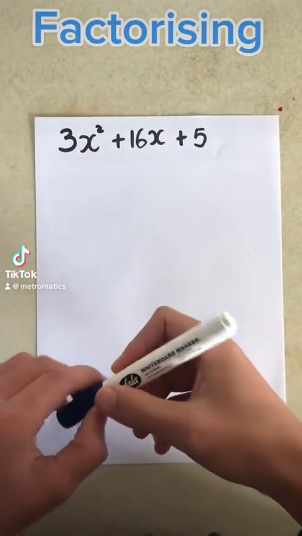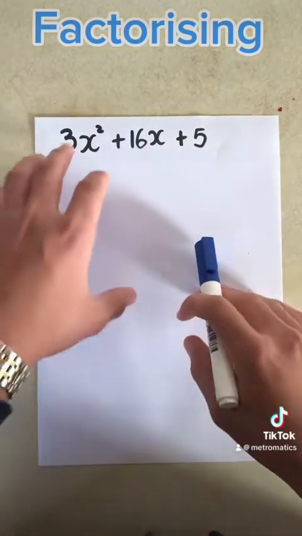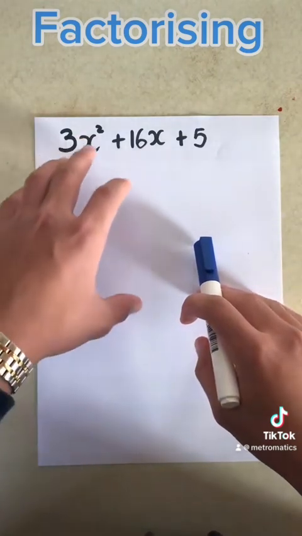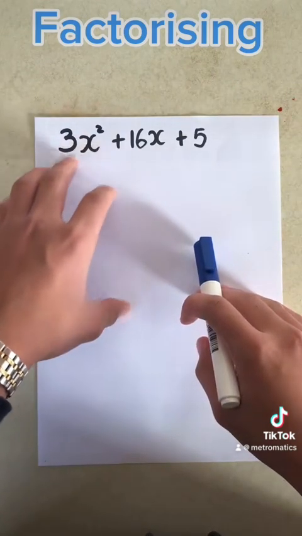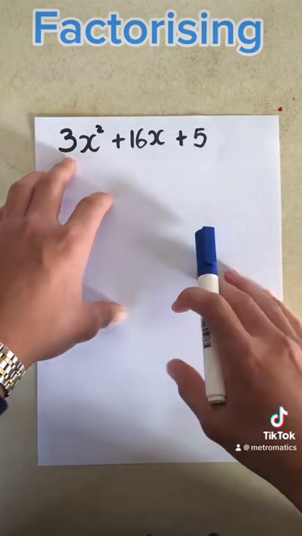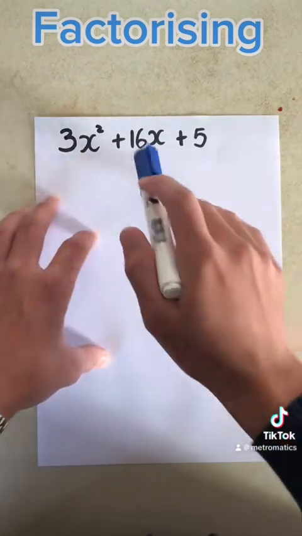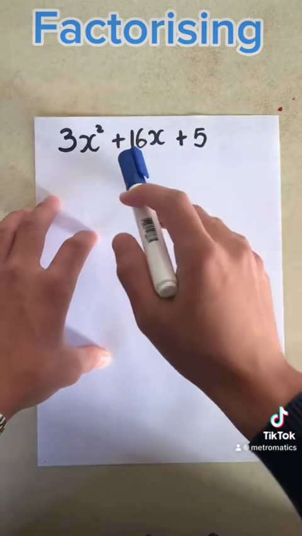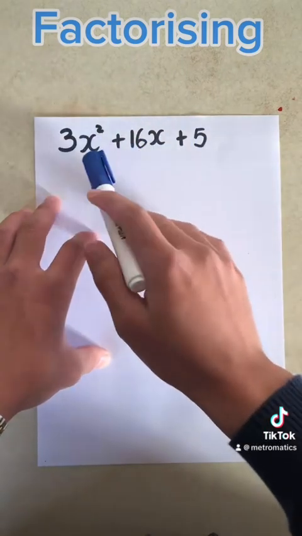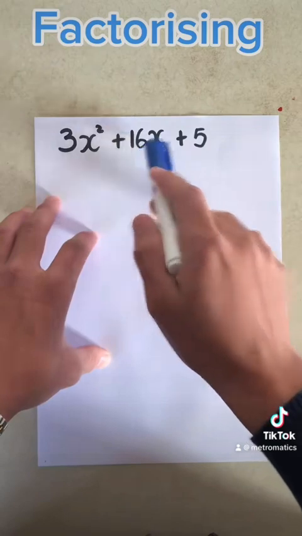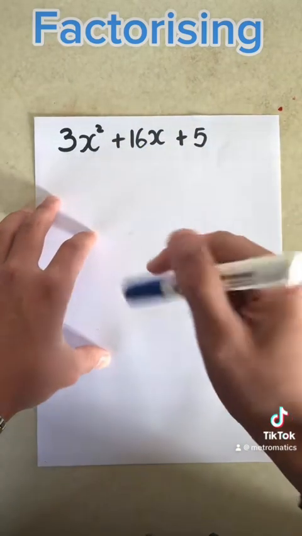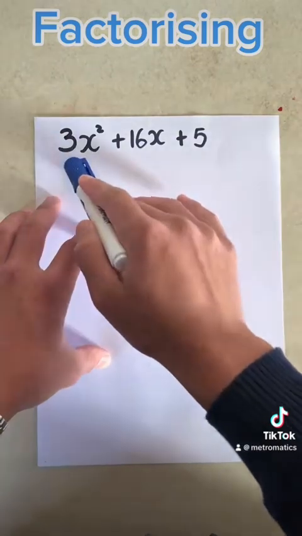Okay, so we are going to factorize this trinomial. Since we have a 3 in front of the x squared as a coefficient, since it's greater than 1, we first need to see if the other coefficient and constant are divisible by 3. Since 3 cannot go into 16 nor can it go into 5, we cannot get rid of this 3.